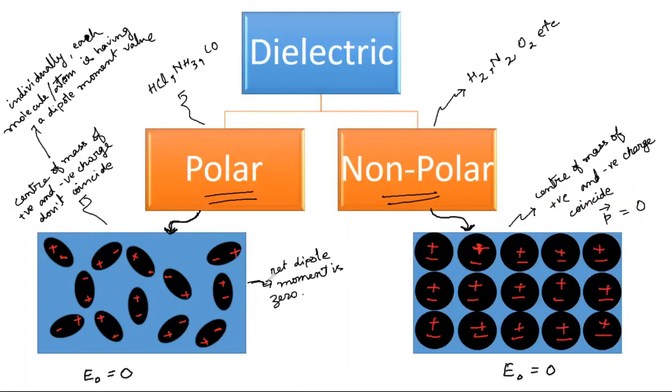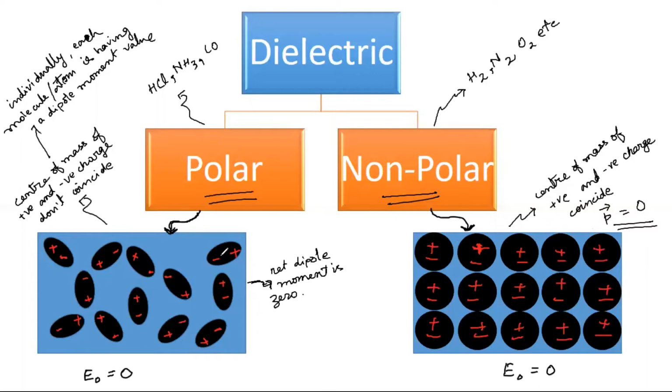Okay. So this is what you have to understand very clearly, that in case of a non-polar dielectric substance, since the positive and negative charges are localized at the same position, you don't have any distance between them. So that is why the dipole moment is 0 for non-polar dielectric substances.